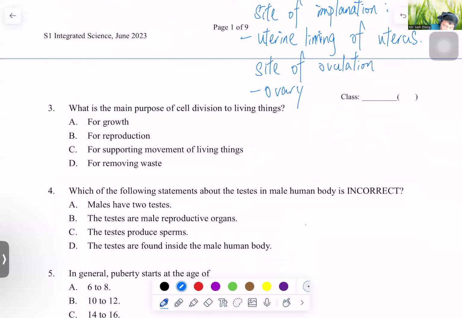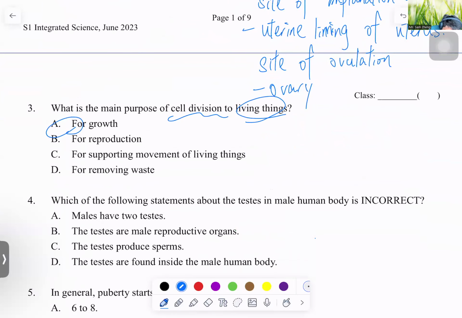So next, for question number 3, we are talking about the main purpose of cell division in living things. Cell division in living things is very important because it is important for them to grow. But remember, it is not for reproduction, not for supporting the movement of living things, and also not for removing waste. But it is quite important that there are two concepts you need to clearly define. For growth, it is not referring to cell growth. The growth is referring to the growth of the living things.